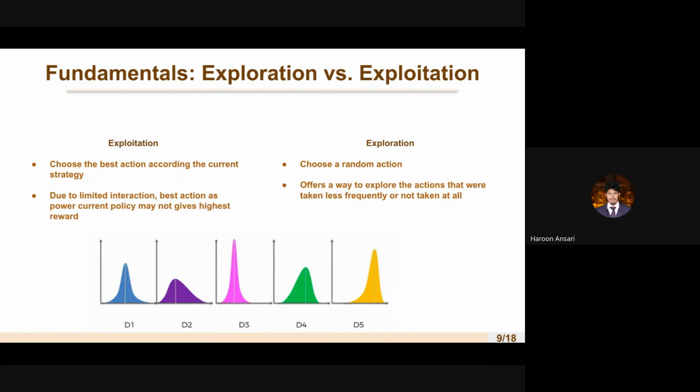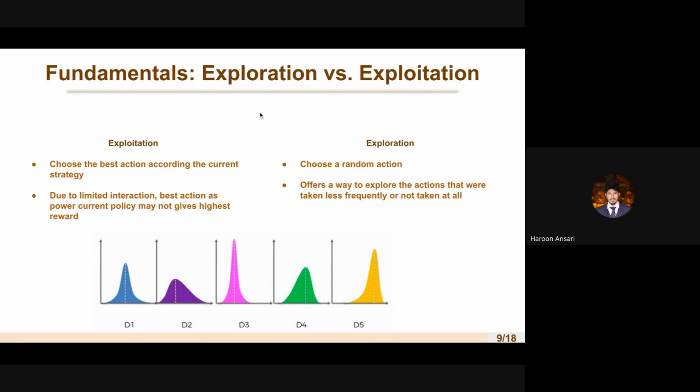Exploitation is when we act according to what we have learned so far, and we take the best action according to that. Exploration is when we try something new. Now if we keep on exploring, we will always be taking random actions, and that's not a good idea. So how do we balance this?